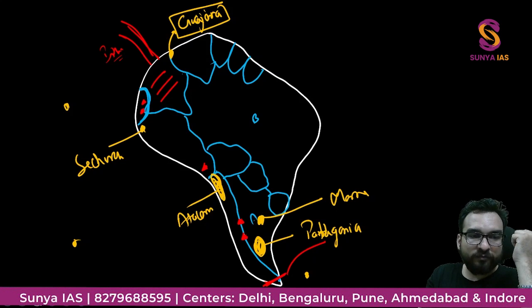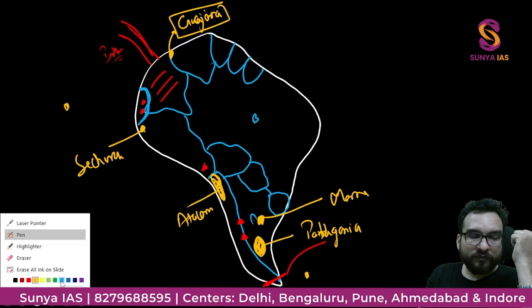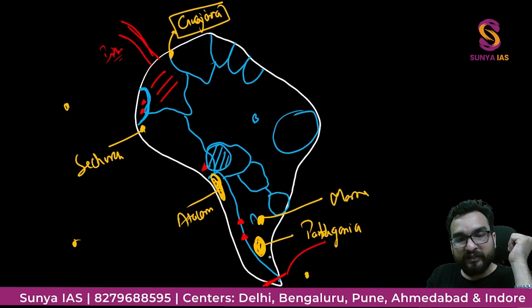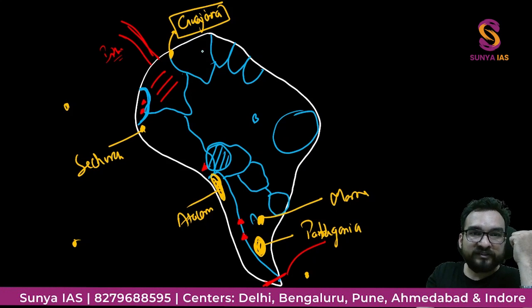Can you mark the plateaus? Over here Brazilian plateau. Over here Intermontane plateau, Bolivia. Over here can you tell me this particular Patagonia plateau? This is a Piedmont plateau. This is the Guiana highlands.